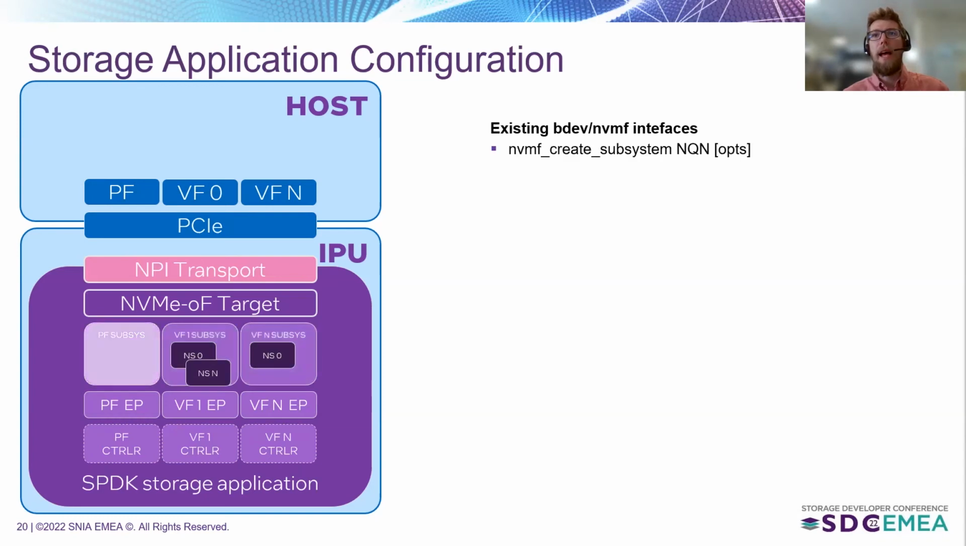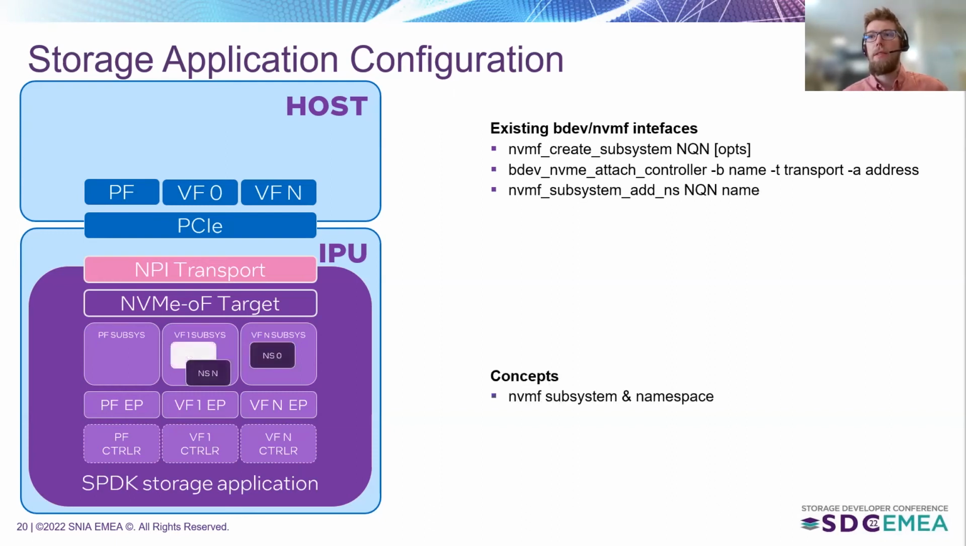These are NVMe-oF create subsystem, which constructs NVMe-oF target subsystem, BDEV NVMe attach controller, which constructs NVMe BDEV and can also be used to enable multipath. And there is NVMe-oF subsystem add namespace, which allows to associate BDEV with the subsystem. Other methods are also already defined and capable to cover extensions required by specific transports.